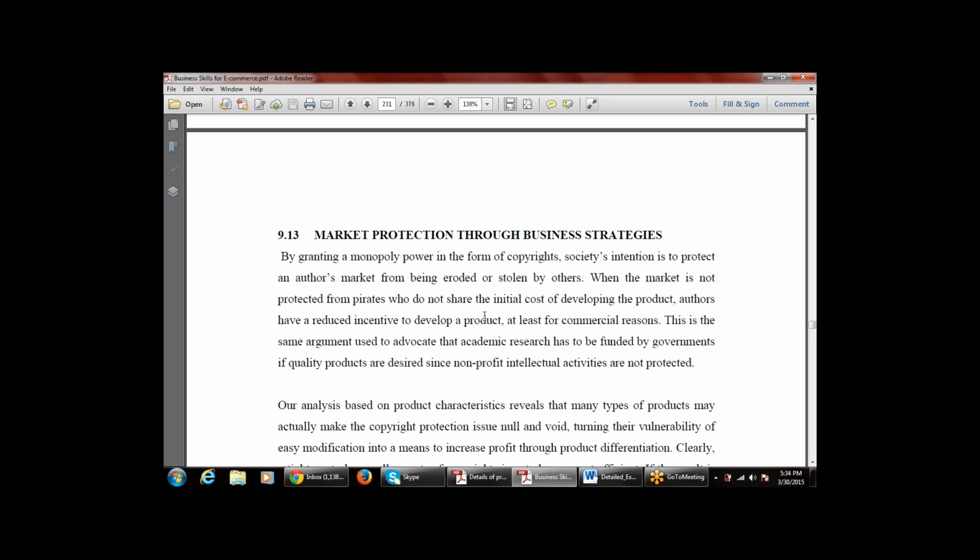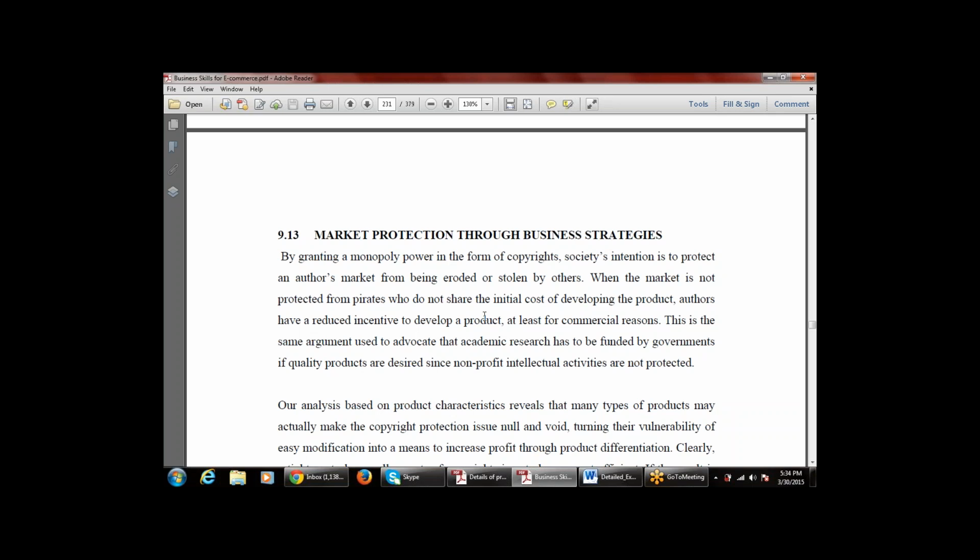Suppose I own a building, the same example, and if I get a copyright, the building is in my power. Whether I can sell it, whether I can retain it, whether I can reconstruct the building, it is my property, so I can get the copyright for it. By granting a monopoly power in the form of copyrights, society's intention is to protect an author's market from being eroded or stolen by others.